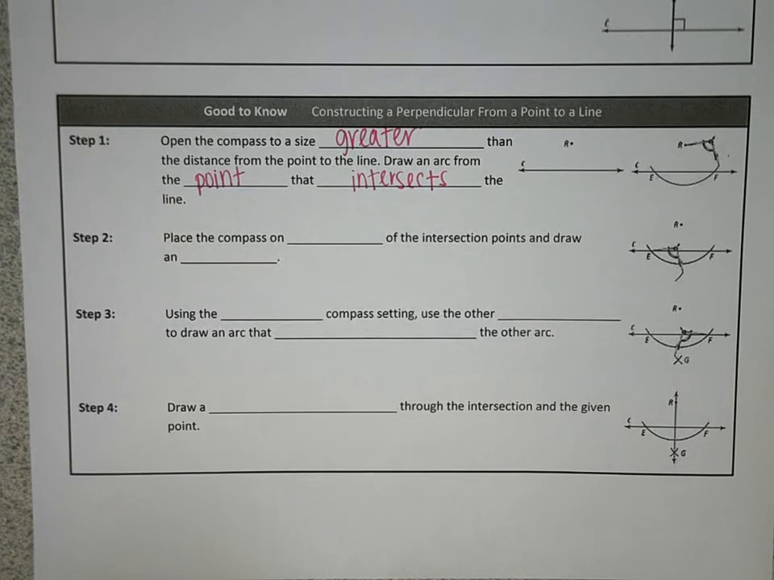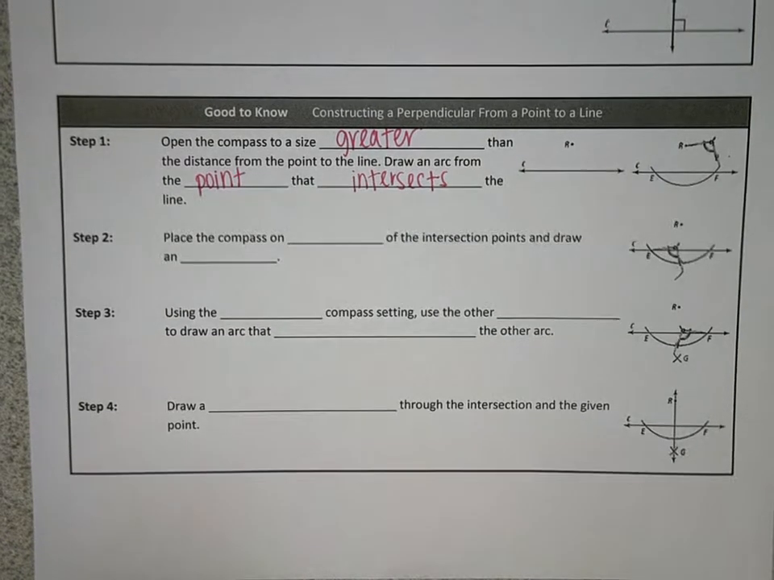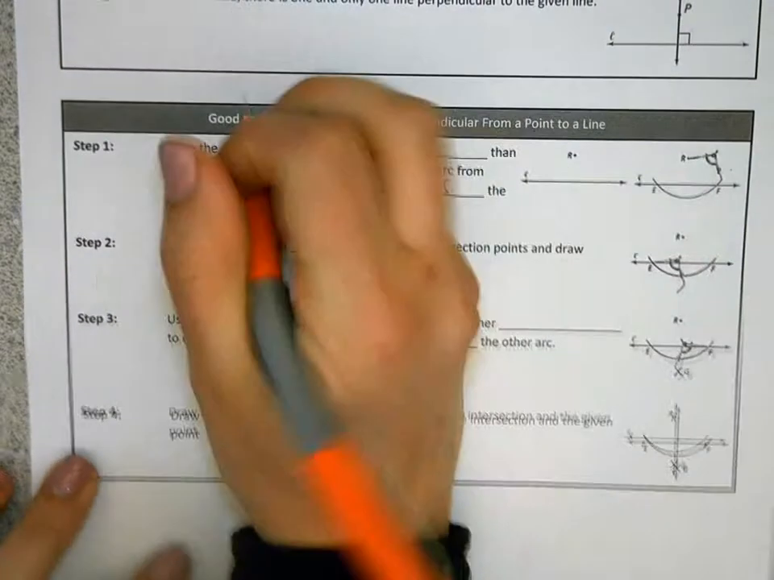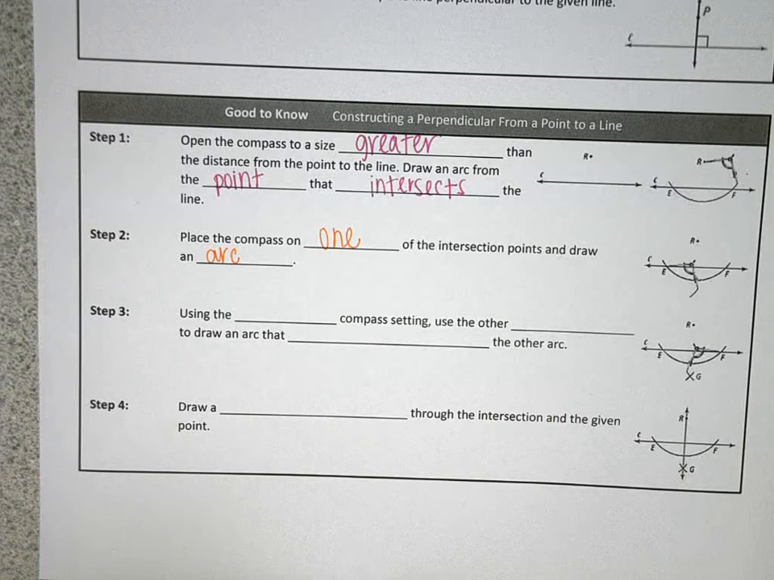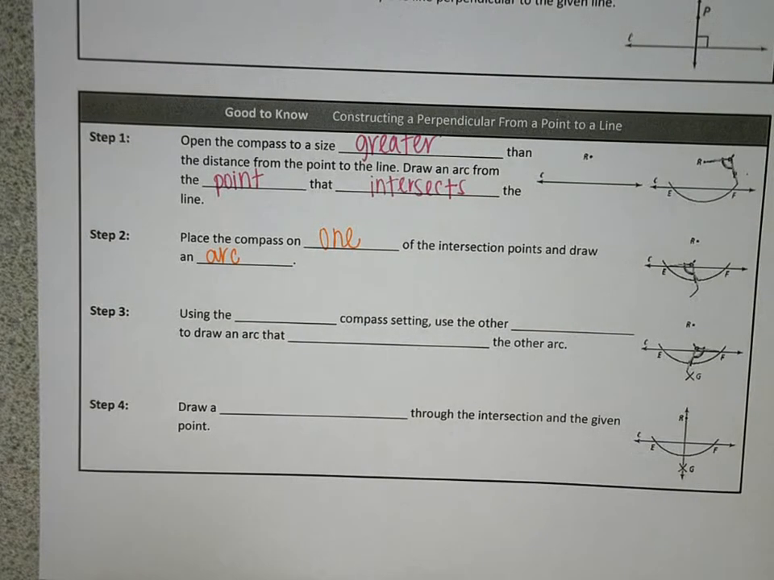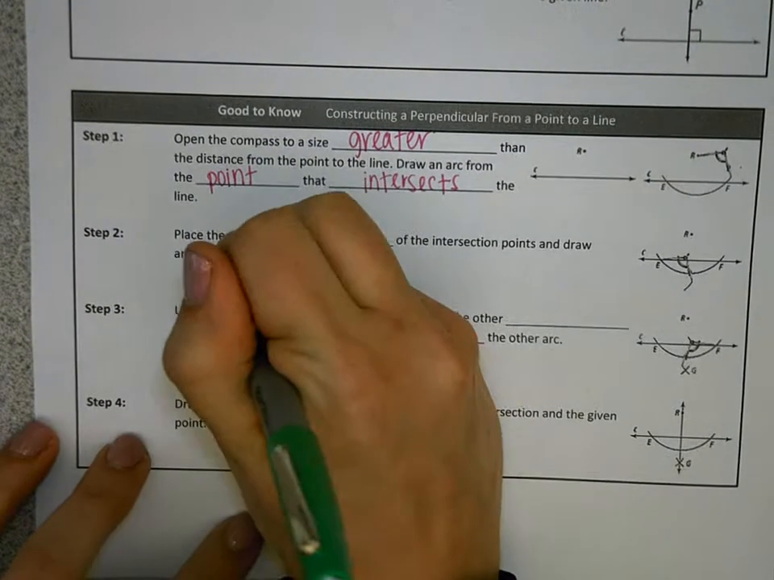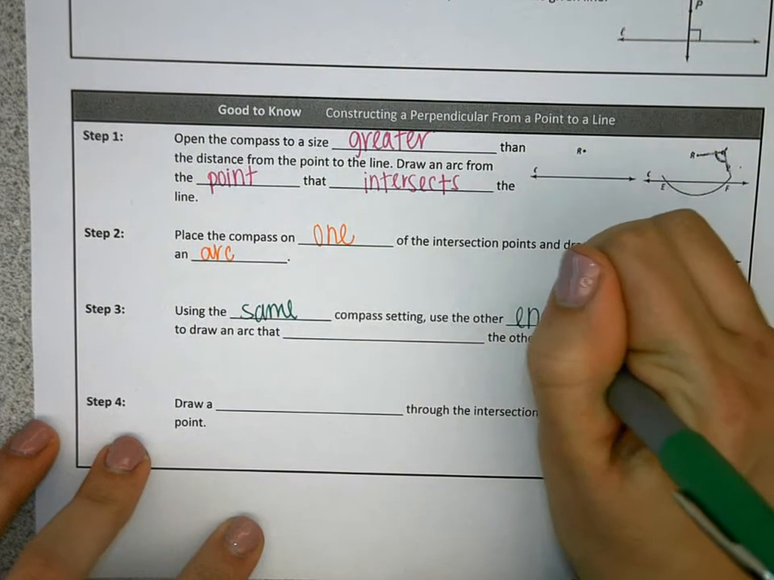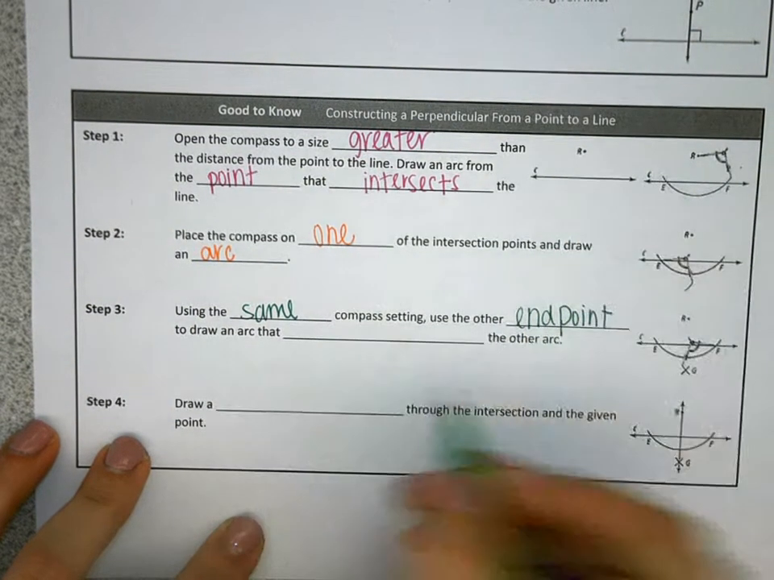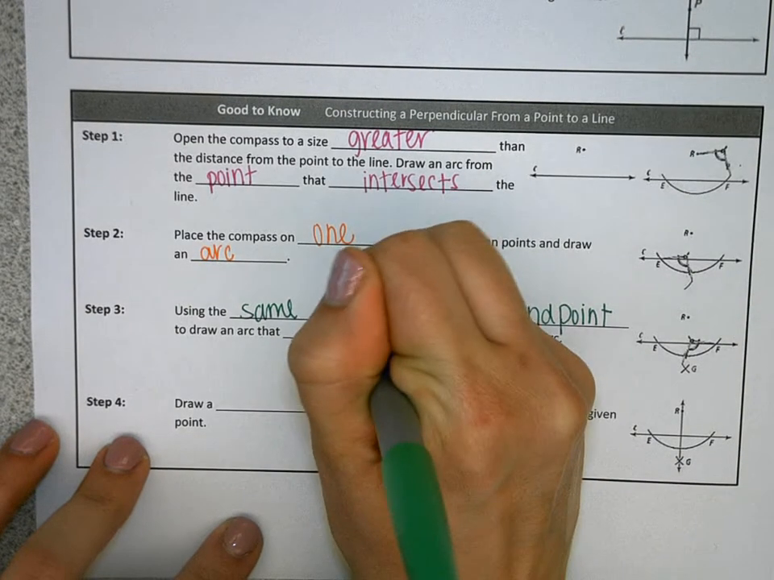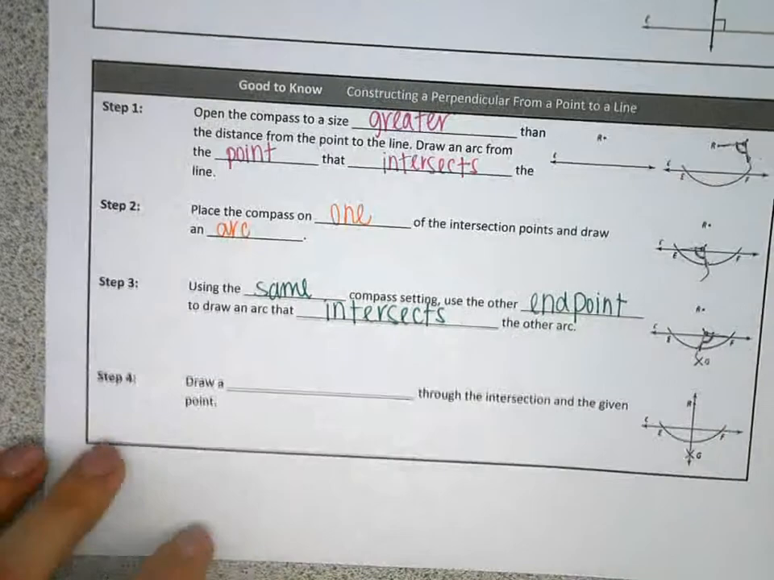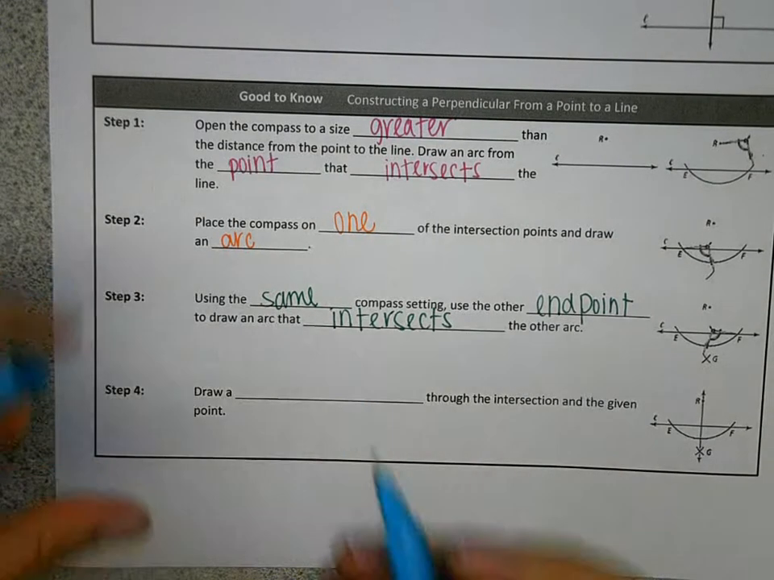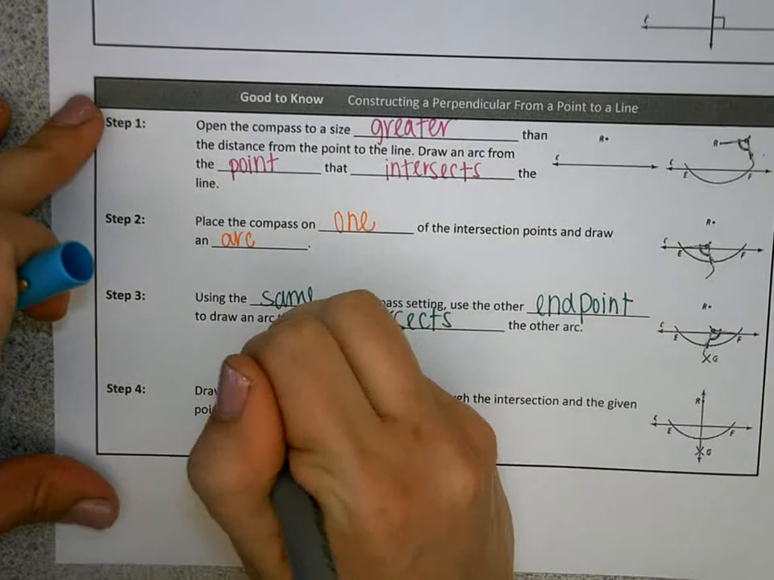And then we're going to do exactly what we've been doing. You're going to put the compass on one of the intersection points and draw an arc. Using the same compass setting, you will use the other endpoint to draw an arc that intersects the one you just did. And then we draw a line through the intersection and the given point. Okay.